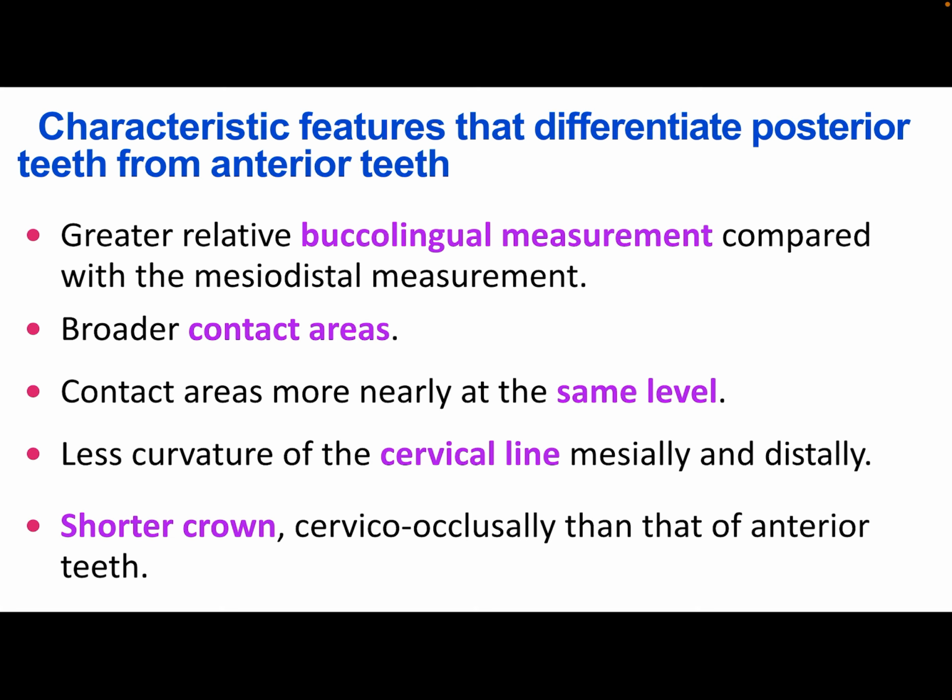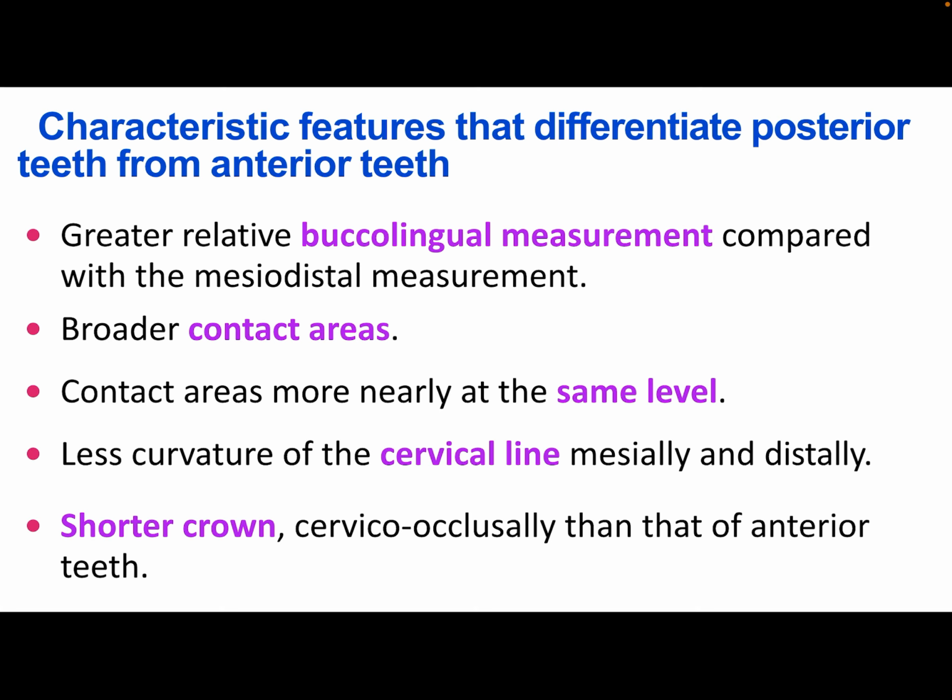So the basic features that differentiate a posterior tooth from an anterior tooth include a greater relative buccolingual measurement compared with the mesiodistal measurement for posteriors. The posterior tooth will have broader contact areas, and the mesial as well as distal contact areas will be more or less at the same level compared to anteriors.